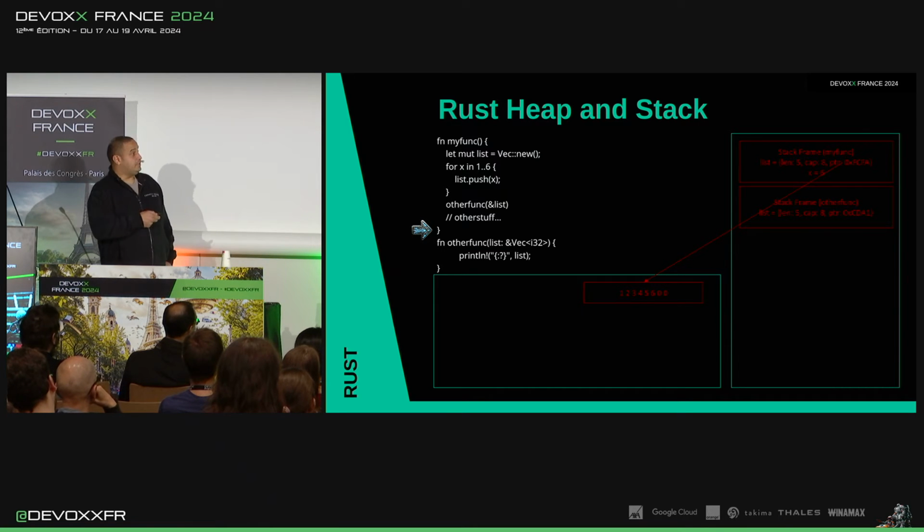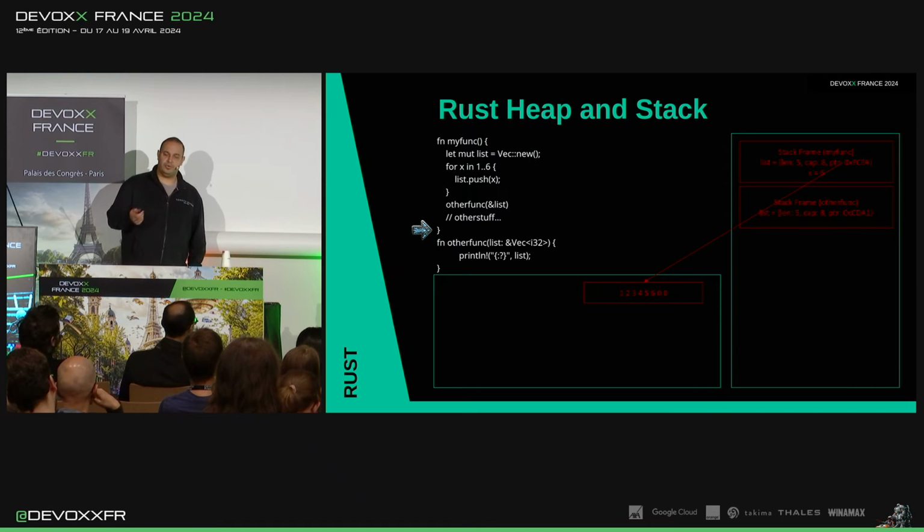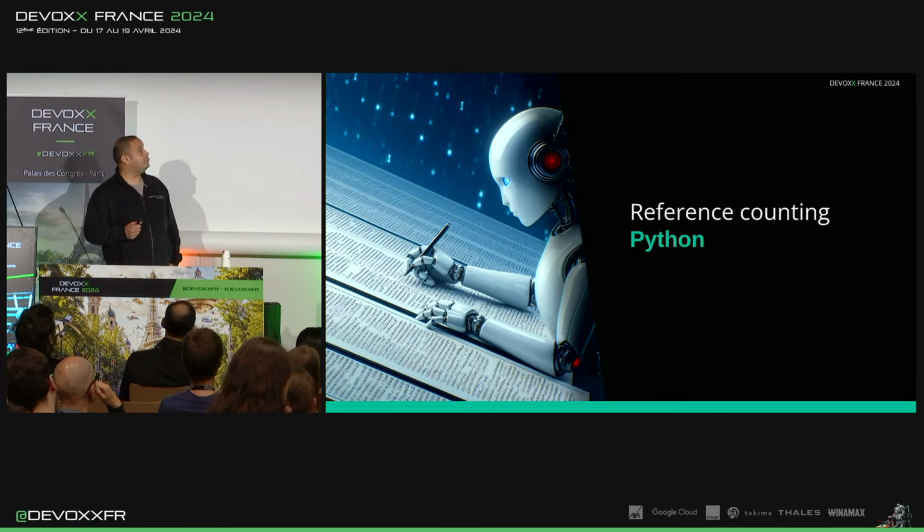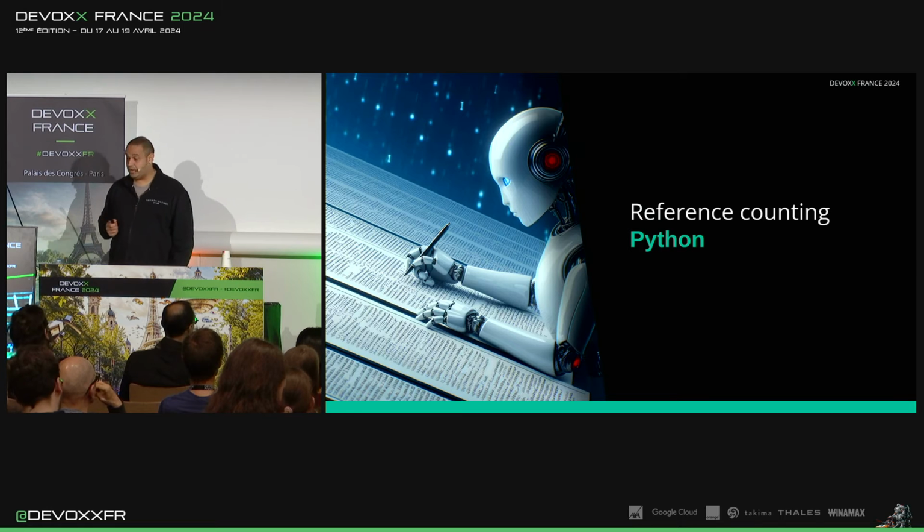And whenever it finishes, that is when that gets freed. So that's Rust, that's ownership and borrowing. Let's jump into reference counting in Python.